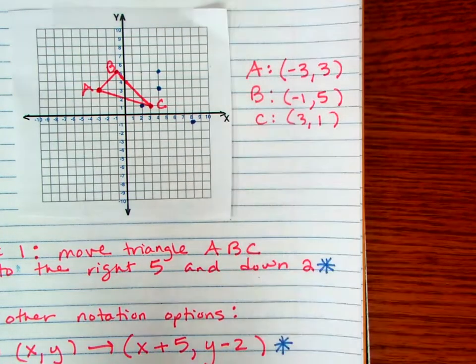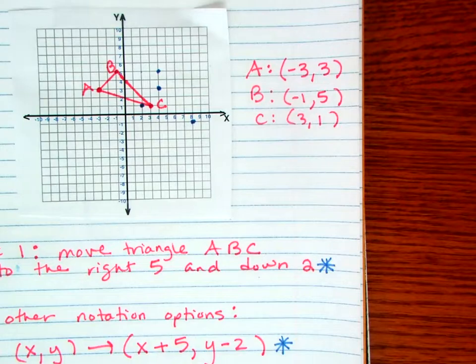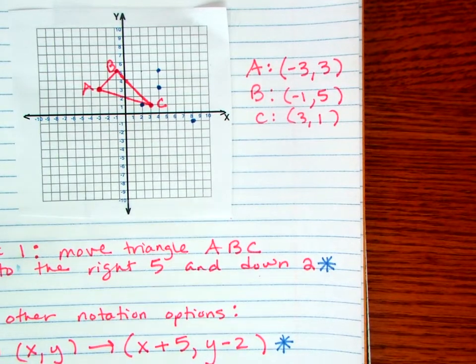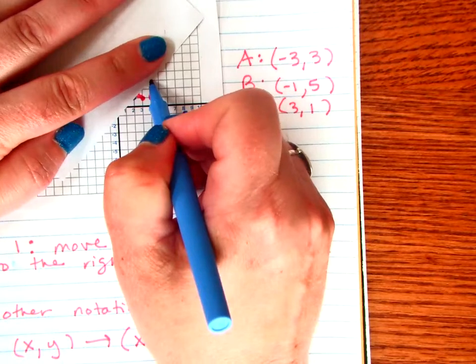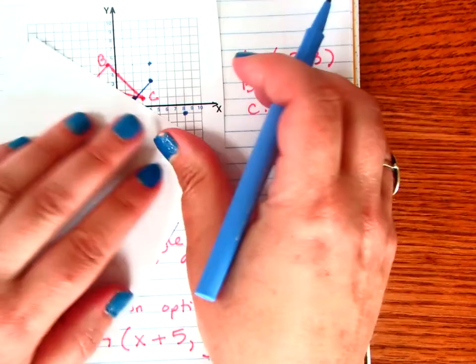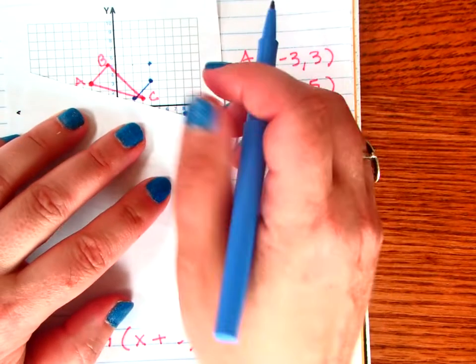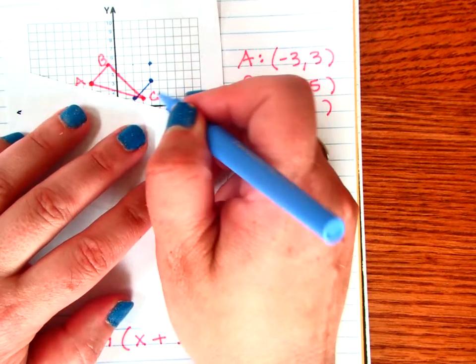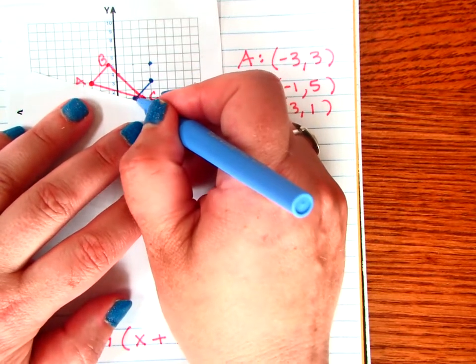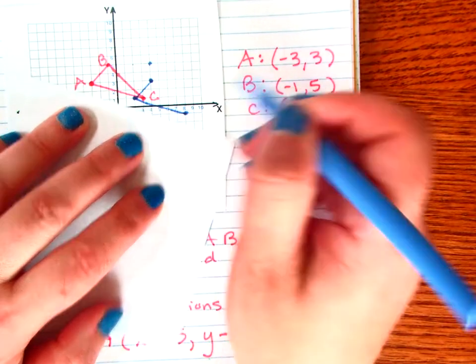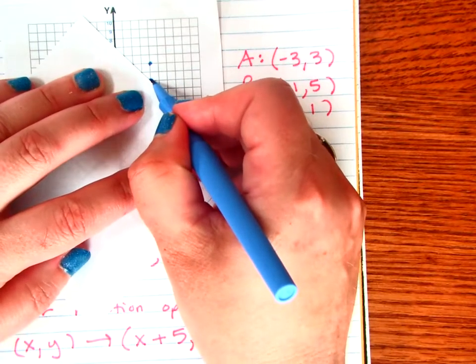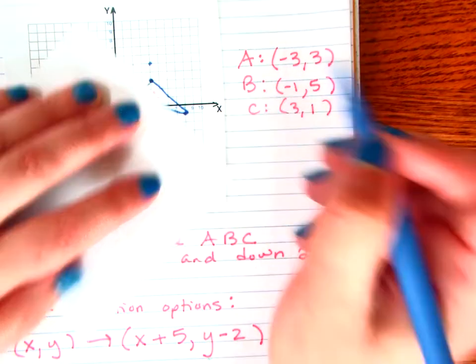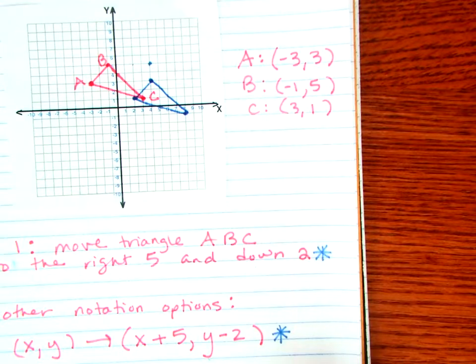Okay, now you could actually, and so here's my new image, just real quickly, I'm going to draw it, and I've translated that image to the right 5 and down 2. Now it should look approximately the same. Luckily, for the most part, you will not have to really practice graphing a lot of this, although if you choose to, you can. So it should look about the same.